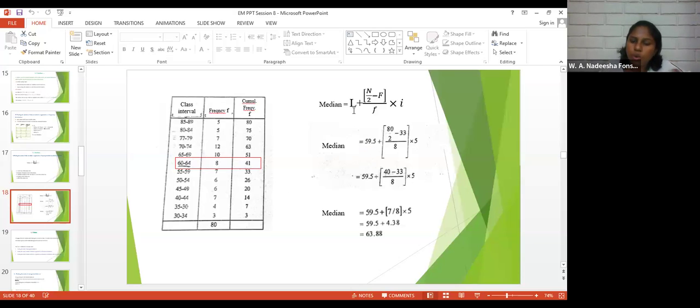L is the lower limit of the median class, that is 60, 60 minus 0.5, 59.5. So 80 by 2 minus the cumulative frequency of the lower class, it is 33. Divide by the frequency of that median class, 8, into class width 5. There you can calculate the median value.